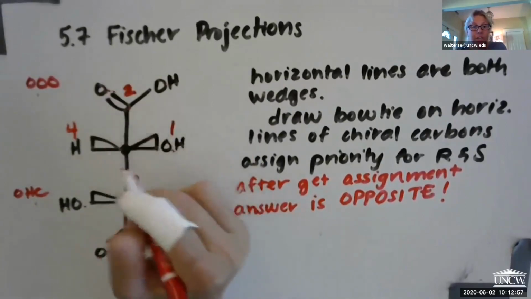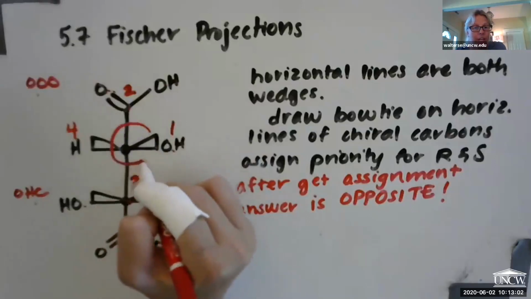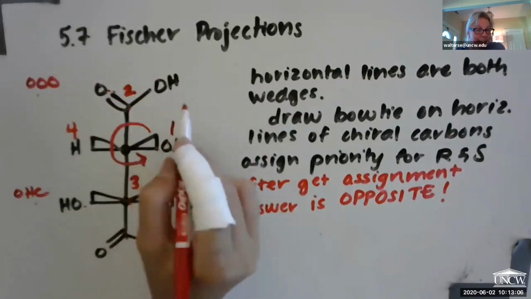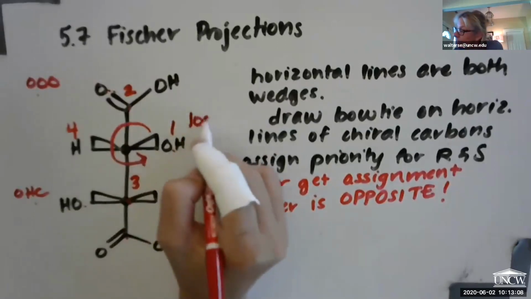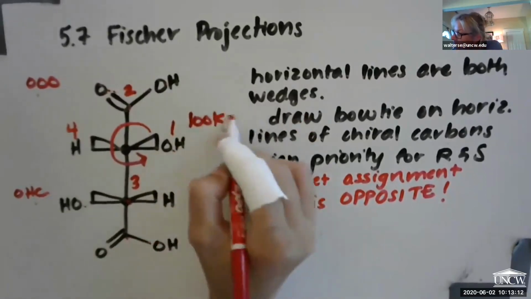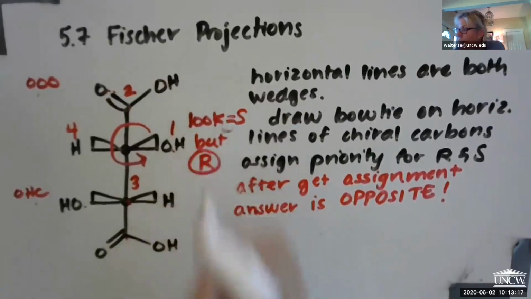So when we do the configuration here, we can connect 1 to 2 to 3. Okay, this looks S, but it's going to be R. So you always just invert whatever you assign.